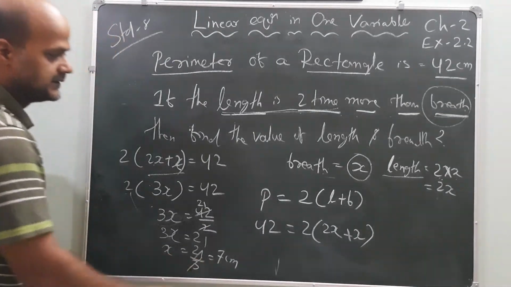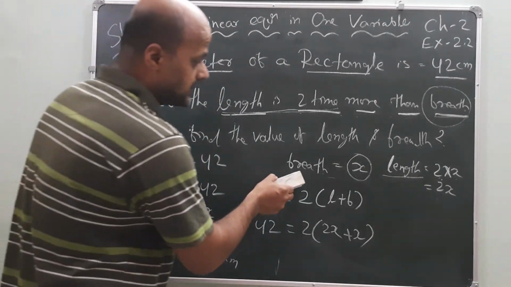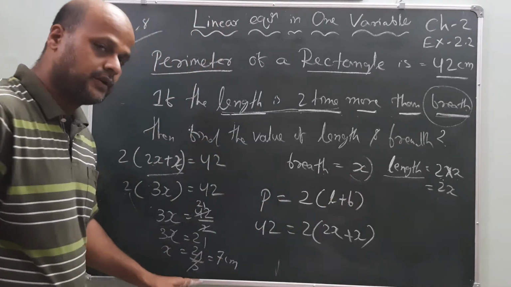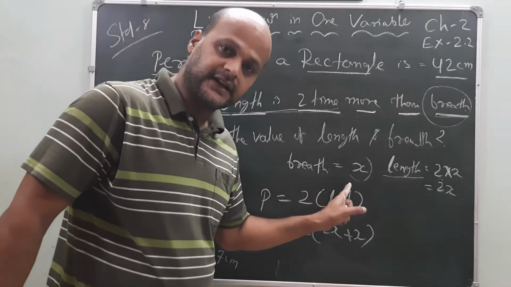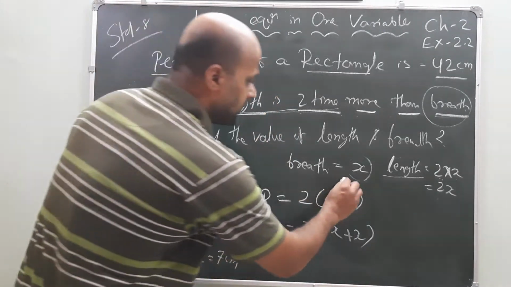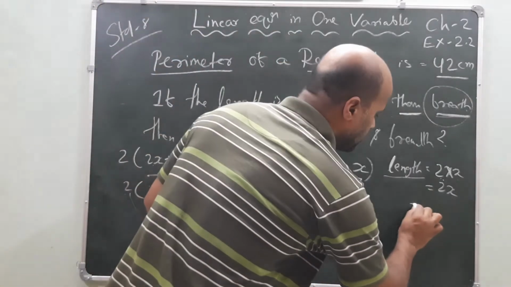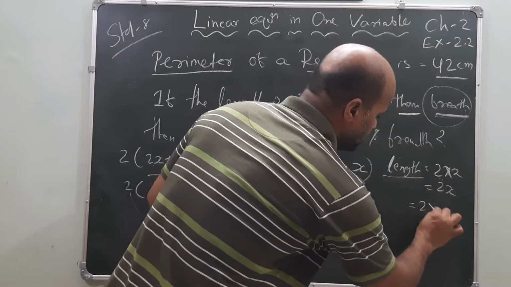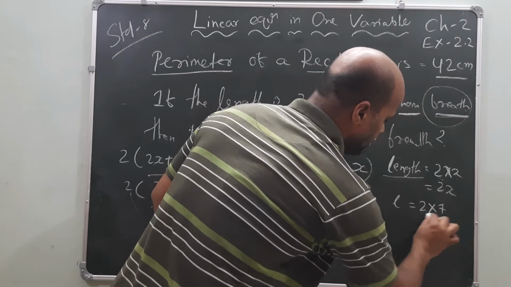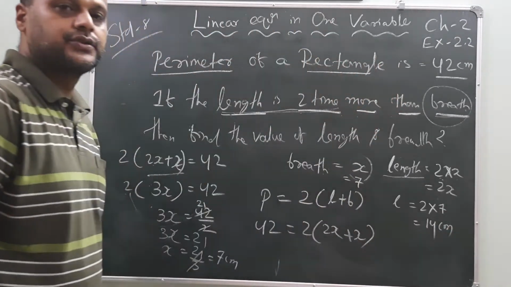The value of x is 7 centimeter. But which one is x? The breadth is x. So breadth is x means what is the value of breadth? 7 centimeter. So don't confuse here. Breadth is equal to 7. But what about length? 2x, 2 times of breadth, that is 2 into 7 is equal to 14 cm. Understood, my dear friends?